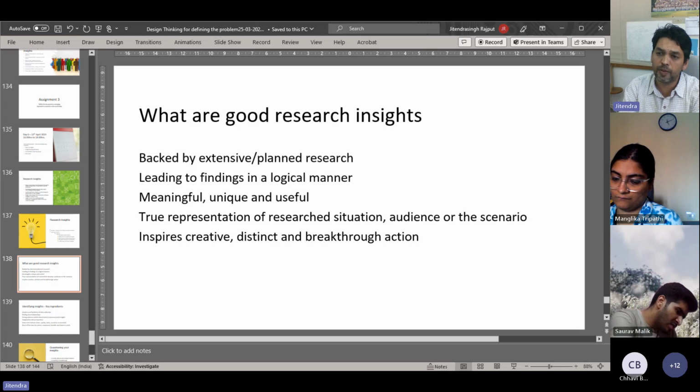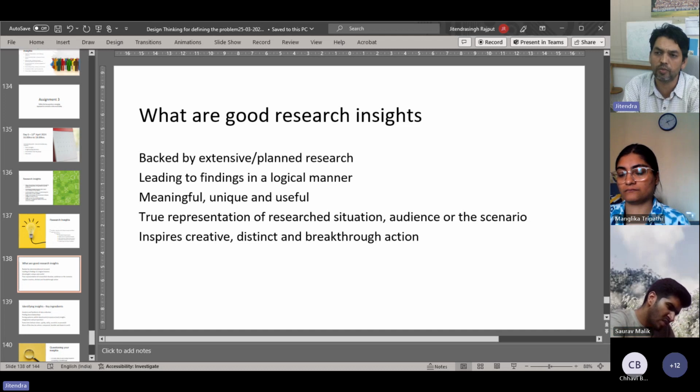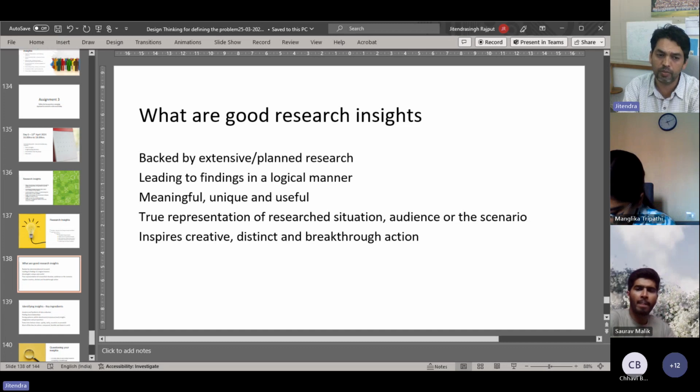It usually inspires creativity. Whenever you get some great insights, you will behave more creatively. You will possibly have more ideas. You will be more excited to look into possibilities and take them forward immediately. They need to be distinct, and so they inspire creativity. They are usually distinct and breakthrough in terms of their actions.